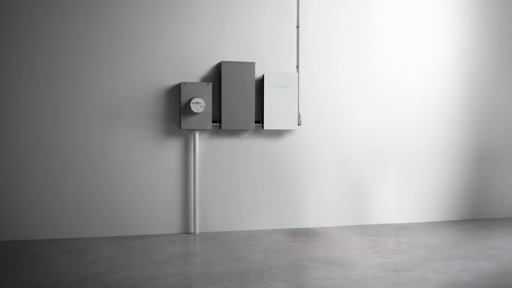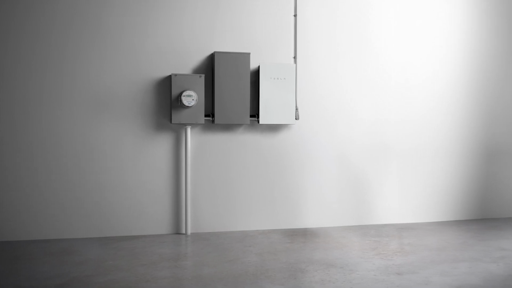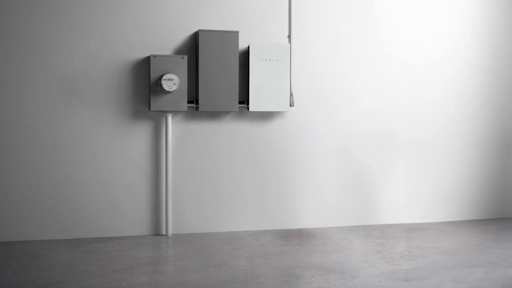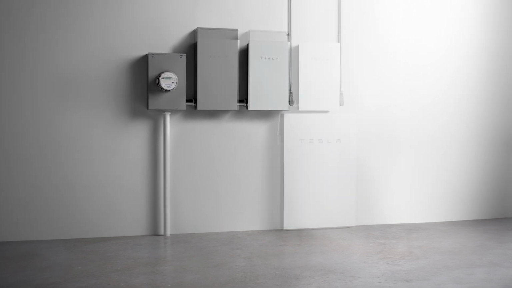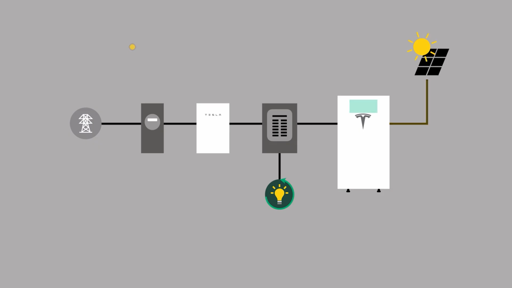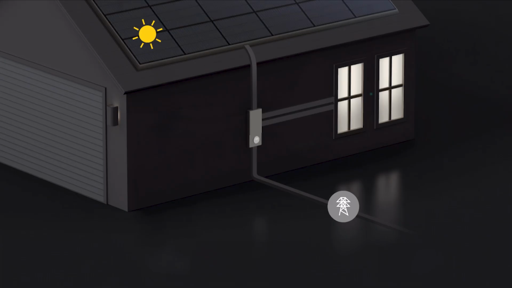This video provides an overview of the metering requirements for PV-only installations with Tesla Solar Inverter. If installing Tesla Solar Inverter with Powerwall, follow the steps outlined in the Powerwall installation manual and in the Powerwall metering overview video. For PV-only installations with Tesla Solar Inverter, two values are monitored.